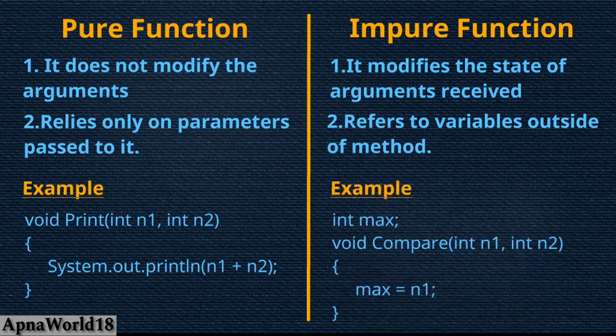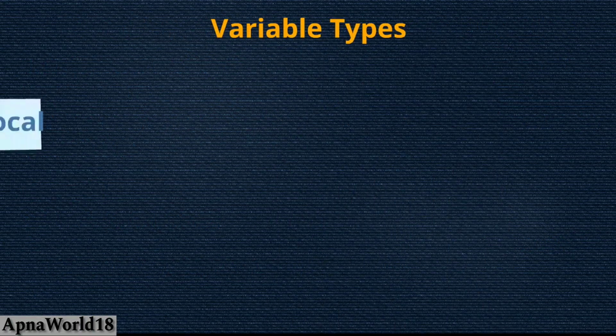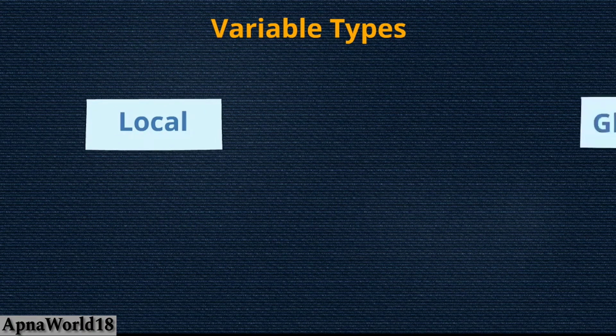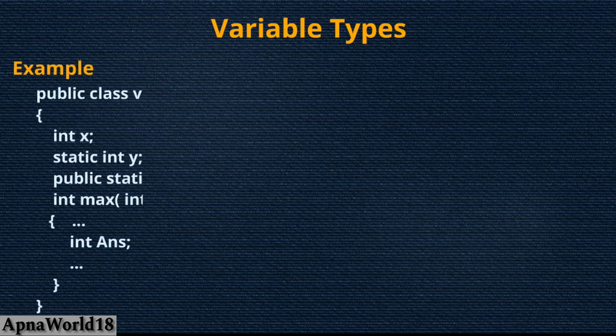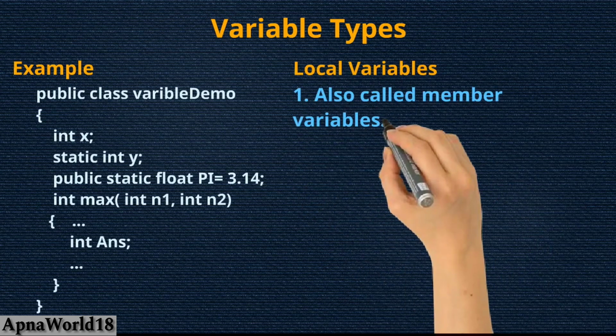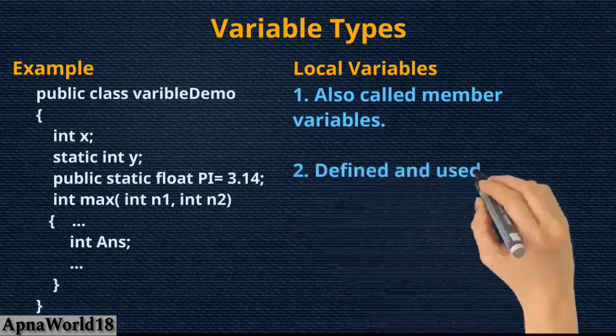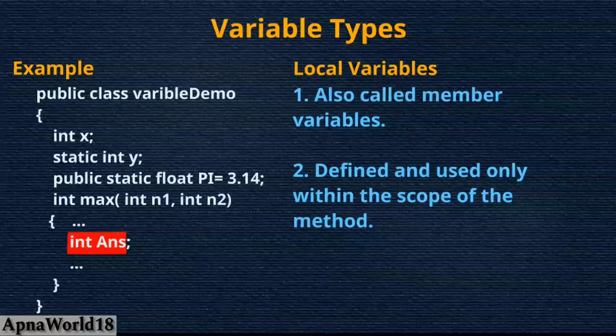Now that we have looked at different types of methods, let's look at what are different types of variables. You will hear local, global, instance and class variables. Let's understand each of them. Local variables, also called member variables, are defined and used only within the scope of the method. In this example, the variables which are defined inside the method are local variables.